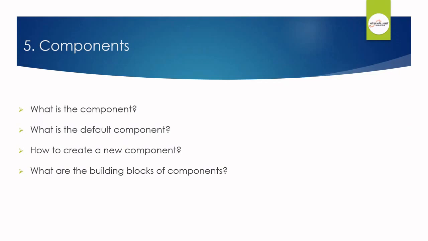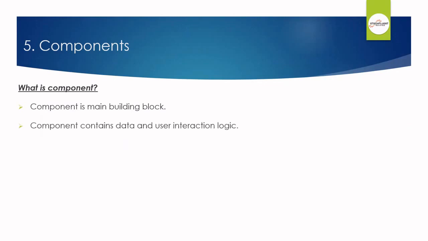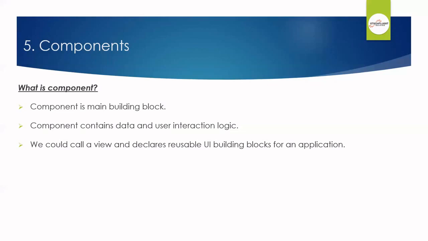So first we see what is meant by a component. The component is a main building block of an Angular application. The component contains the data and the user interaction logic that defines how the view looks and behaves. View in Angular refers to the template, which is known as the HTML page for the particular component. According to the Angular team, we could call a view a declaration of reusable UI building blocks for an application.